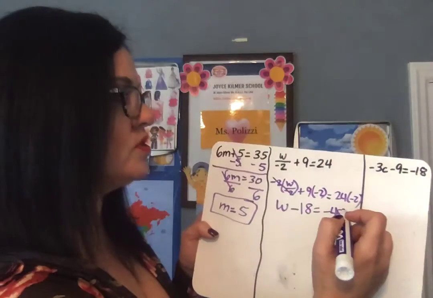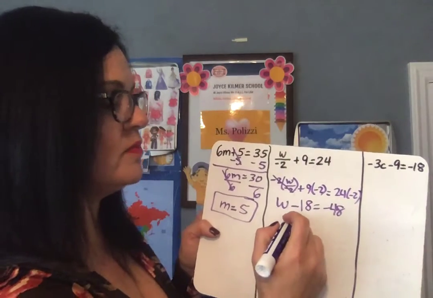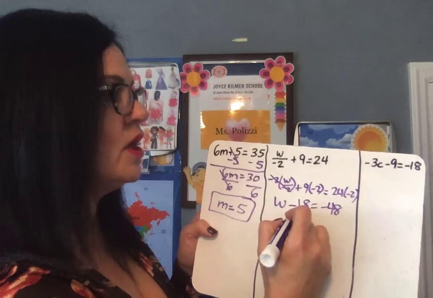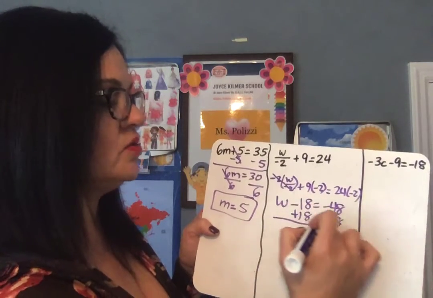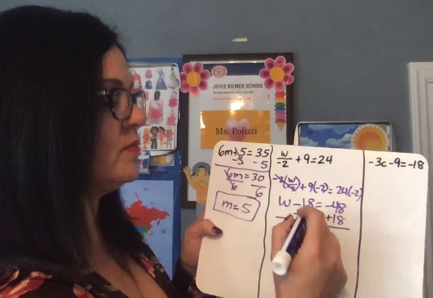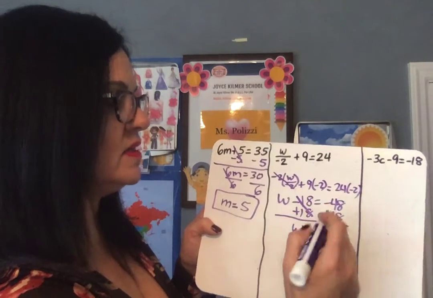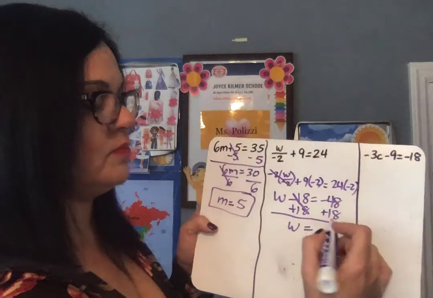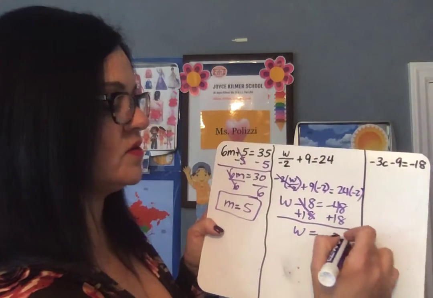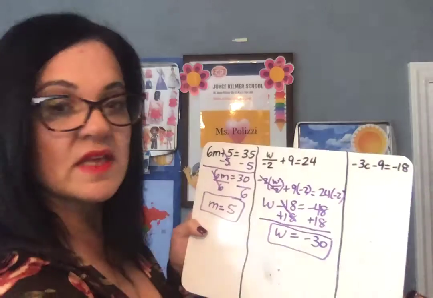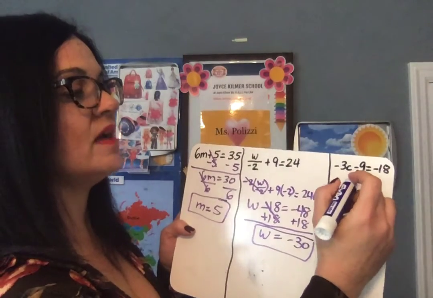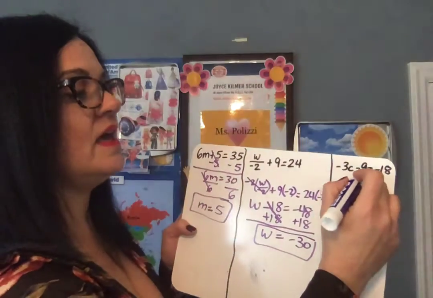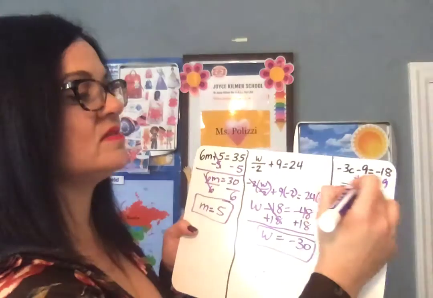Okay, so to get rid of the negative 18, we do the opposite, which is positive 18 on both sides. Draw your line, bring down your W, cross out your 18, and negative 48 plus 18 is negative 30. So your solution is W equals negative 30. The next one, we have negative 3C minus 9 equals negative 18. Add 9 to both sides.